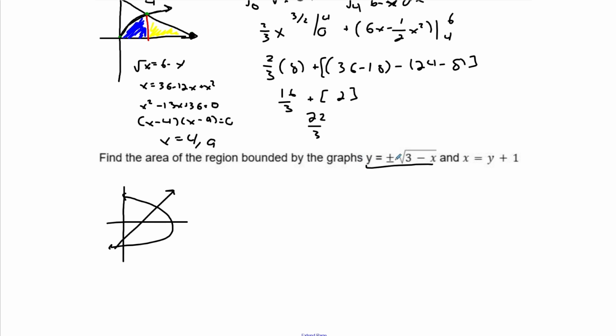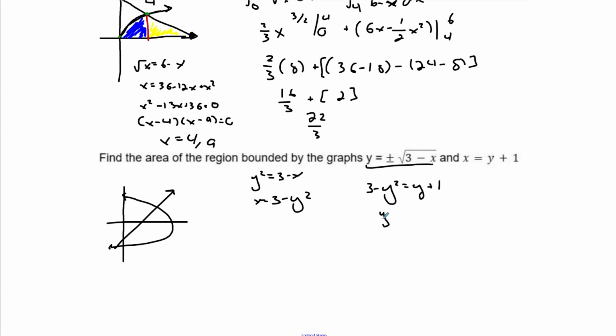Okay, so if we square root both sides here, we could say y squared equals 3 minus x. So we could say x equals 3 minus y squared. And then here we already have it in terms of x. So our right function is going to be 3 minus y squared, and our left function is going to be y plus 1, right? So now we just have to find when they're equal to each other, right? So we would have to find when 3 minus y squared is equal to y plus 1.